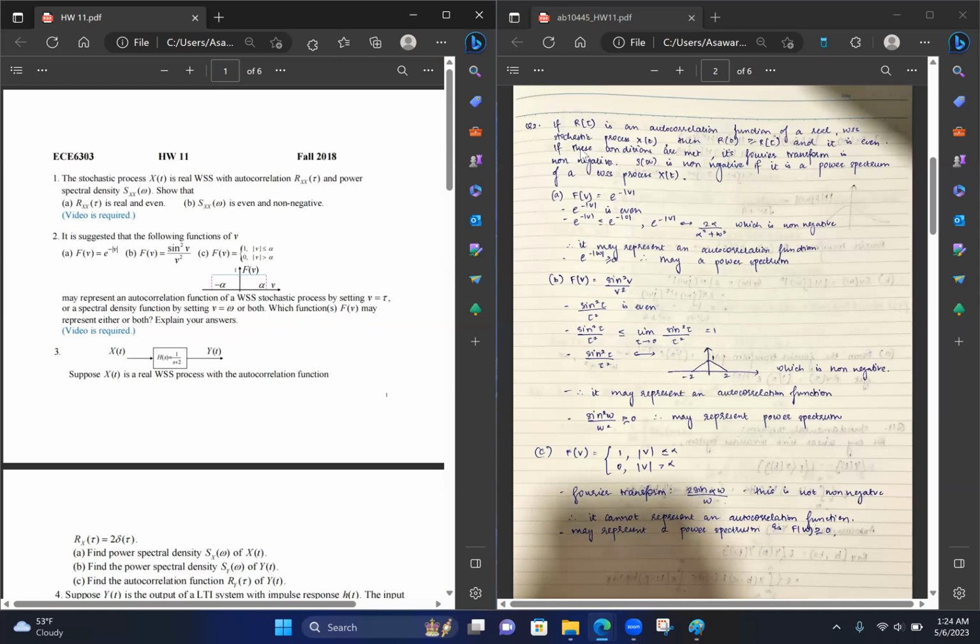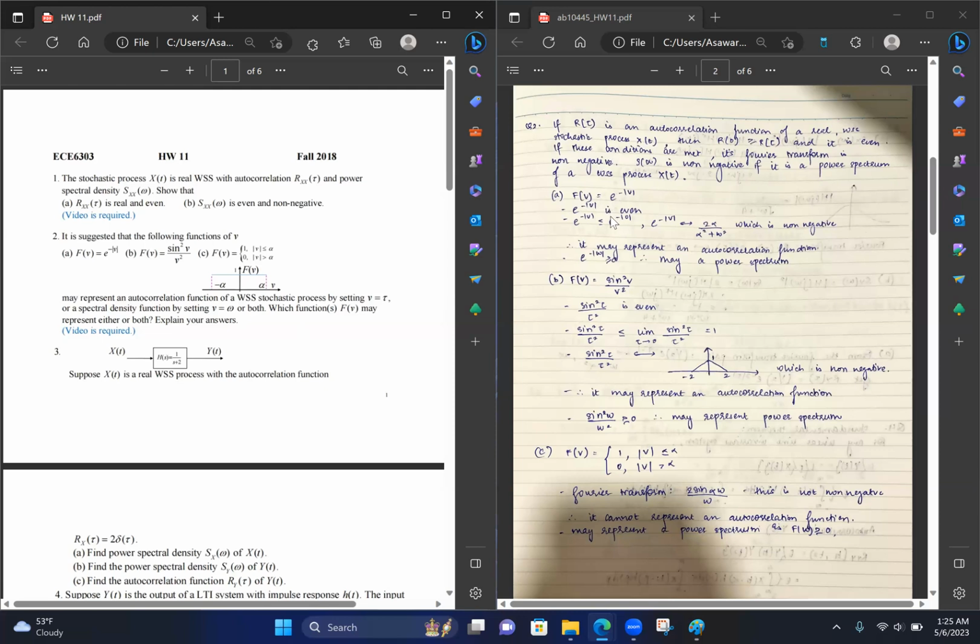If R(tau) is an autocorrelation function of a real wide sense stationary stochastic process X(t), then R(0) has to be greater than or equal to R(tau), and it is also even. If these conditions are met and its Fourier transform is also non-negative, then S(omega) is non-negative if it is a power spectrum of a WSS process X(t). So now to solve these three sub-questions.